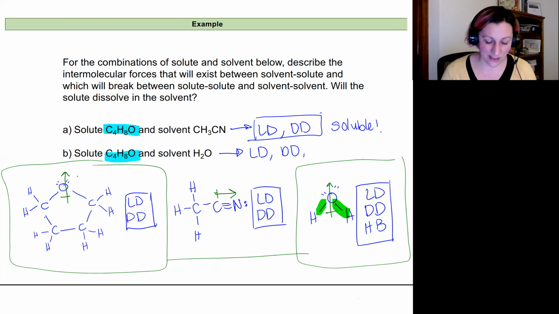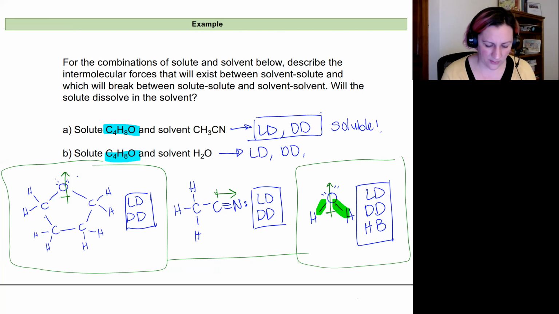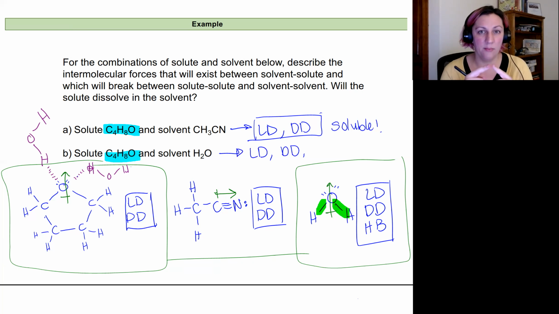So what happens is these lone pairs on our THF right here can form a hydrogen bond with a water molecule. Now, THF can't donate a hydrogen for a hydrogen bond to the water molecule. It doesn't have that ability, but it can participate in the hydrogen bonding. However, this THF molecule can only participate in 2 hydrogen bonds with its lone pairs.